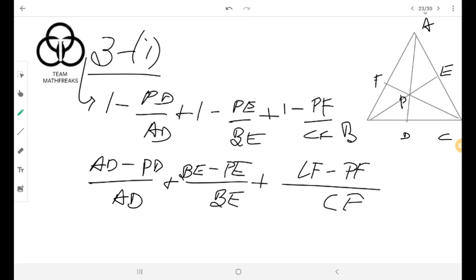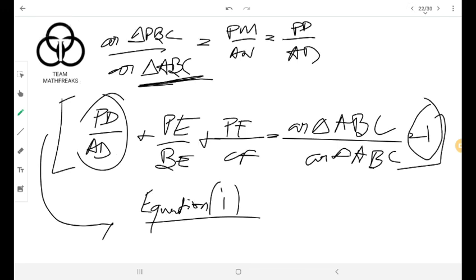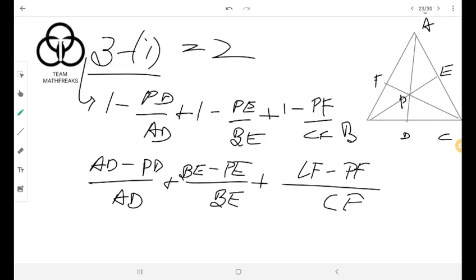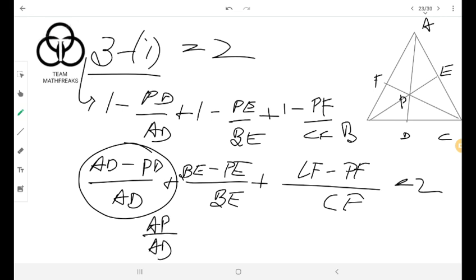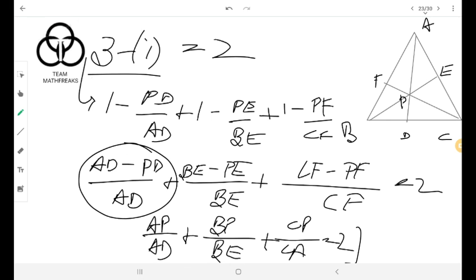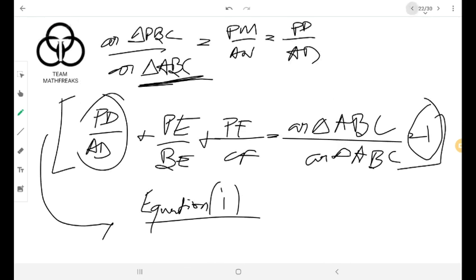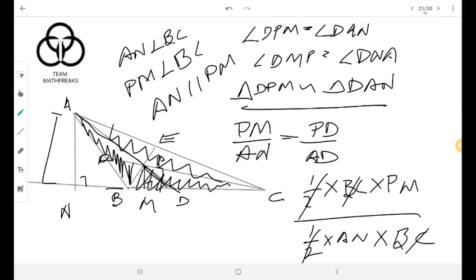And 3 minus this first equation is what? 2, because the value of the first equation is 1. This is equal to 3 minus the first equation, which is 2. AD minus PD is AP over AD plus BP over BE plus CP over CF equals 2. Hence, we just proved it. And what was the main concept used? The concept of similarity.